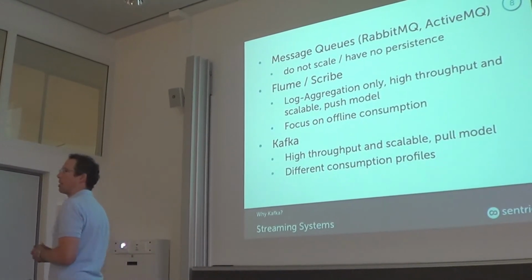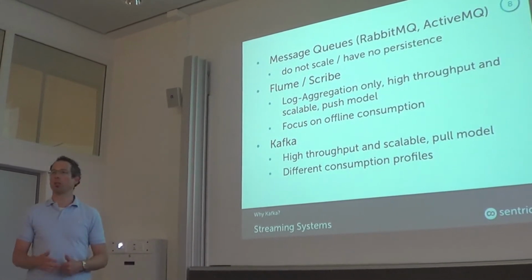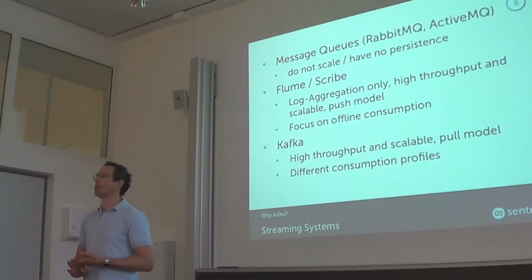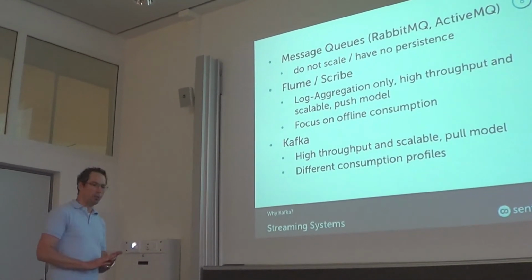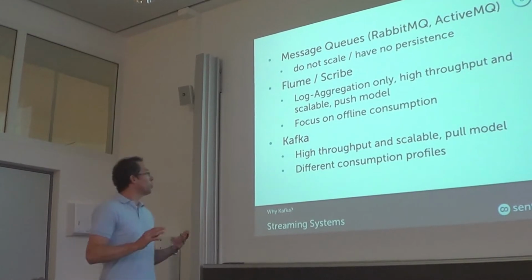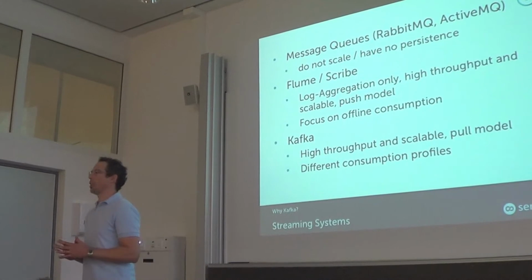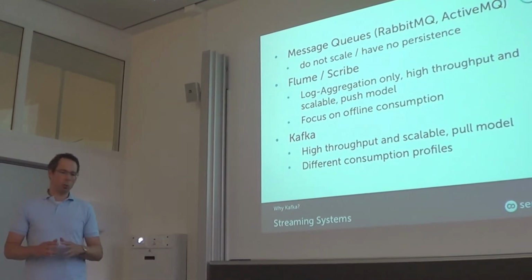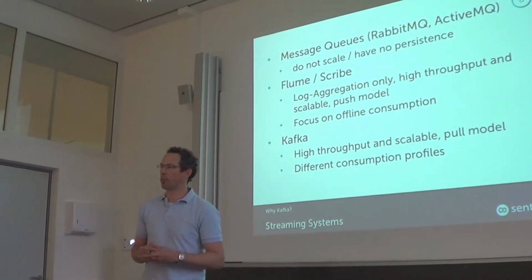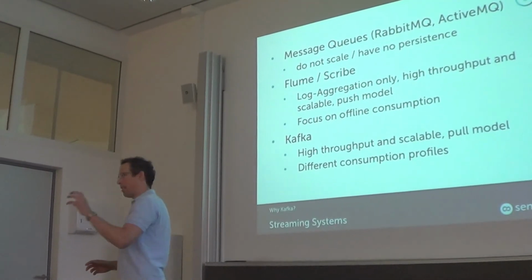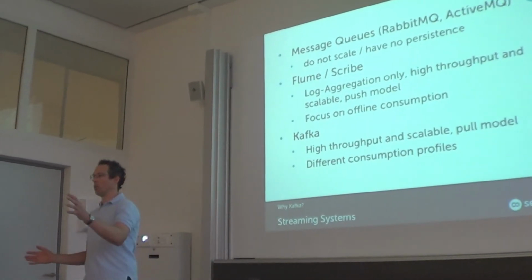Then there are other systems like aggregator systems, which are, for example, Flume from Cloudera or Scribe from Facebook, but they are designed for high throughput and scalability, but they are just for log aggregation as well. So they are quite simple systems, and they are just a push model. So the producer pushes a message to the message broker, and the broker populates it to all the consumers.